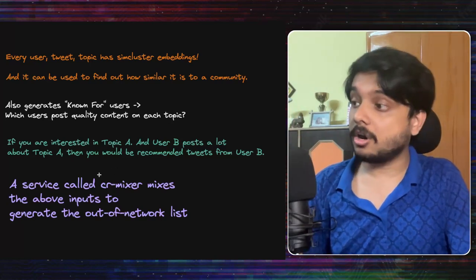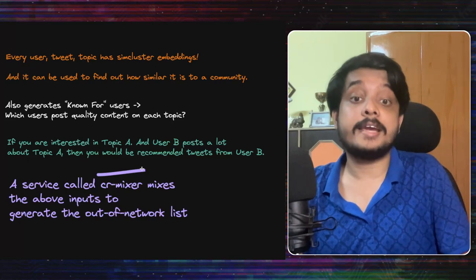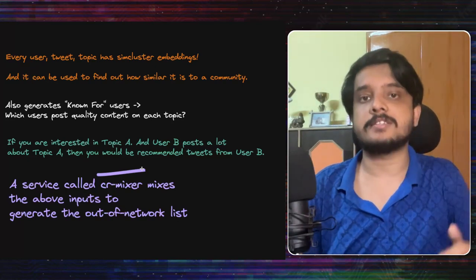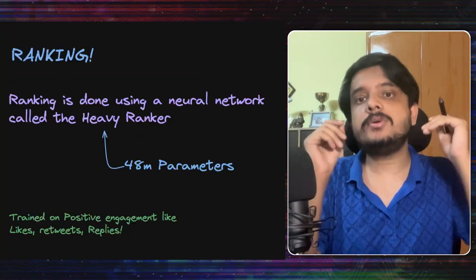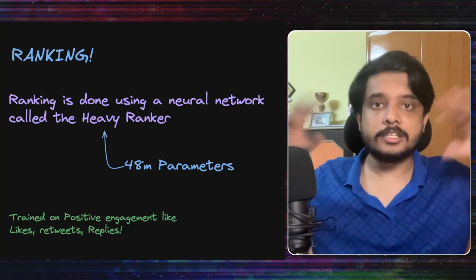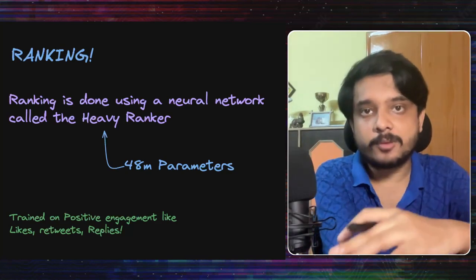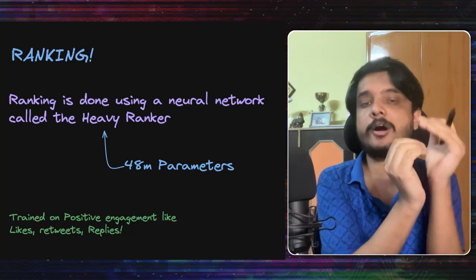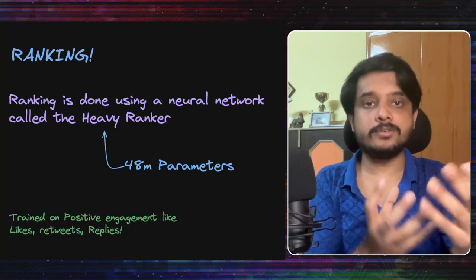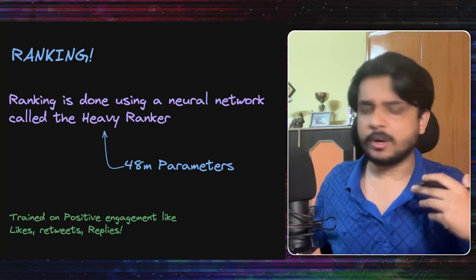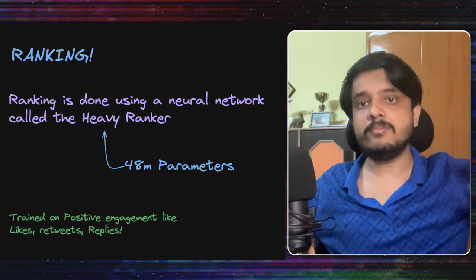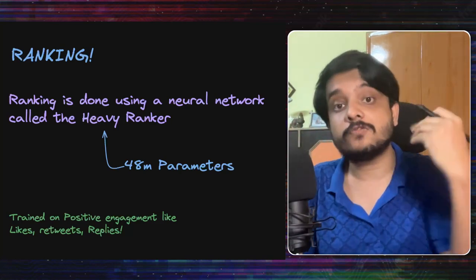Also, there is a service called CR Mixer, which prepares the final list of out-of-network tweets from these two sources. So it kind of mixes these two sources. So at this point, there are only 1500 tweets ready for you out of millions and billions of tweets. All these tweets are from the in-network and out-of-network sources, but now these need to be ranked together, right? So it is ranked using a large neural network of 48 million parameters, and it takes in the tweets and orders them to optimize positive engagements for you.